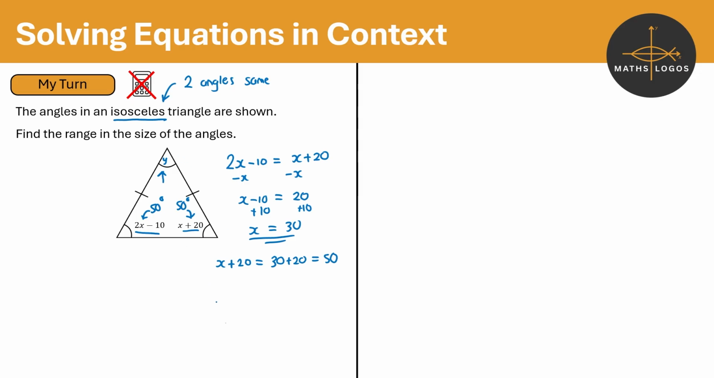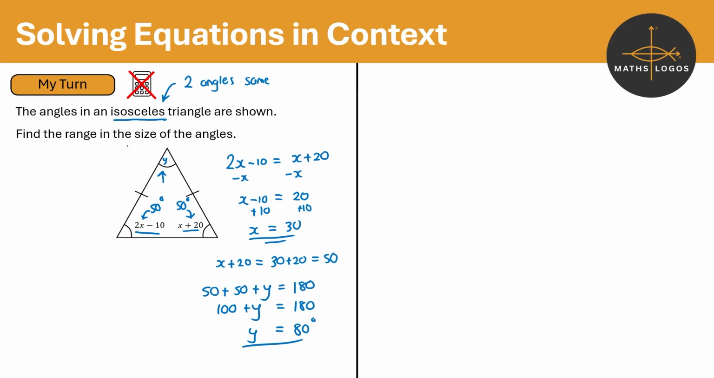I'll then use the other fact I know about triangles. I know that the angles in a triangle sum to 180. I know that the 50 angle and the other 50 angle and the y angle that I want to find is equal to 180 degrees. 50 and 50 is 100. So 100 add y is equal to 180. Subtract 100 from both sides gives me an answer of y is equal to 80 degrees.